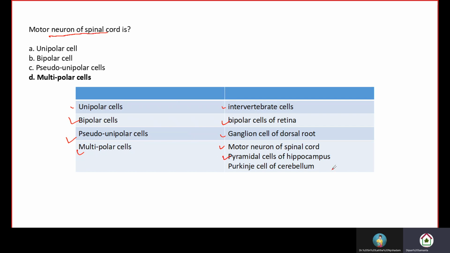Then we have pyramidal cells of hippocampus, Purkinje cell of cerebellum. So these three are multipolar cells.